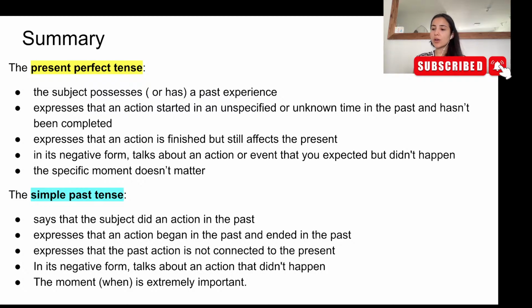Next one. I saw a UFO. Great example, UFO. The y sound is not a vowel sound. It's a consonant sound because it's got a y sound. So we're not going to say an, we're going to say a. I saw a UFO last Saturday.